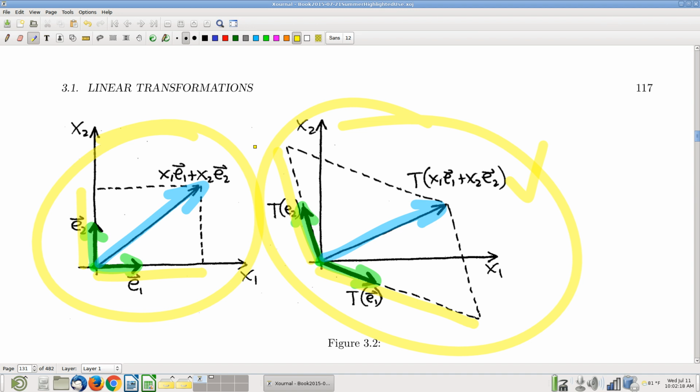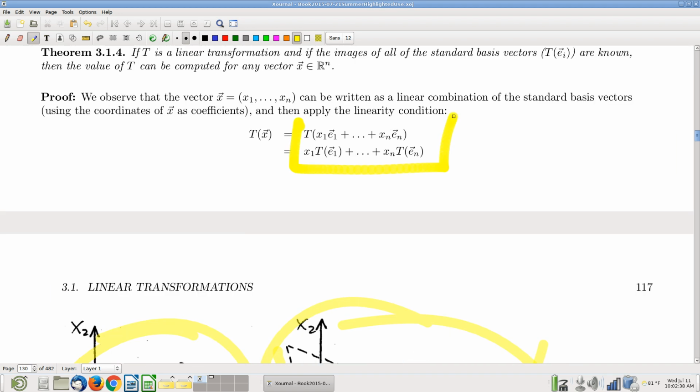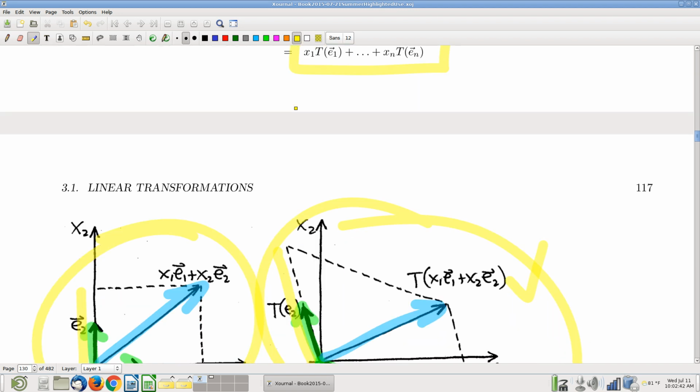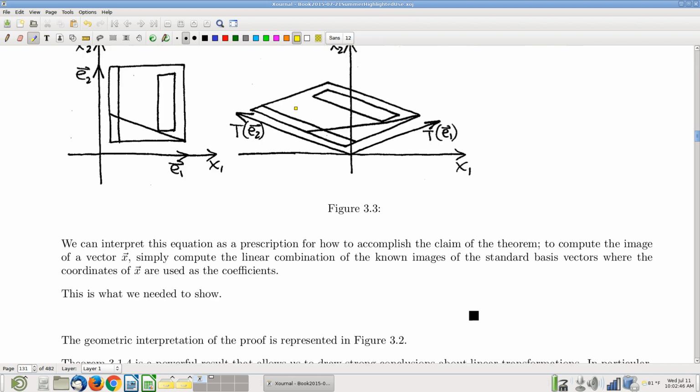In fact, this picture might look familiar. This picture looks kind of like the picture that we wrote down when we were defining what a linear transformation is, right? And that's kind of suggestive of the big point here, which is that the reason this fact is true is because of linearity. It is the linearity that makes this work out.